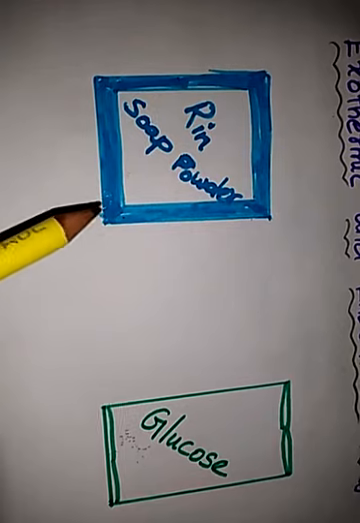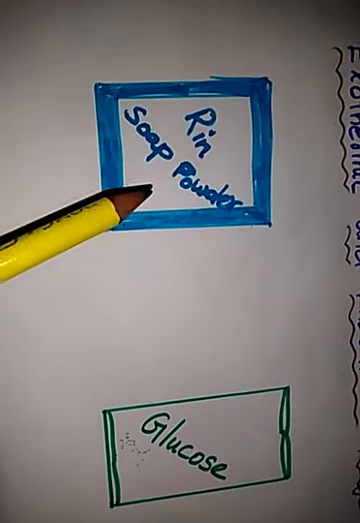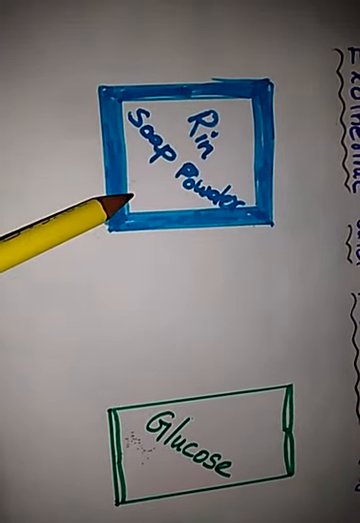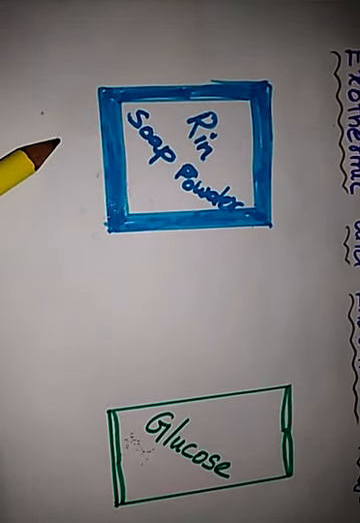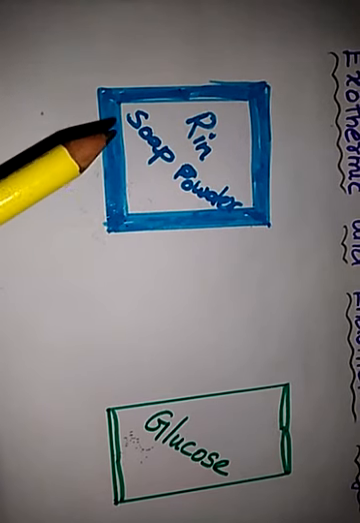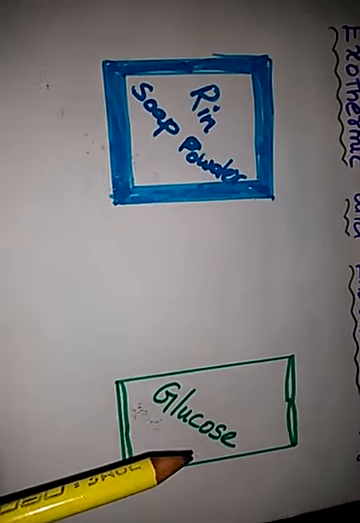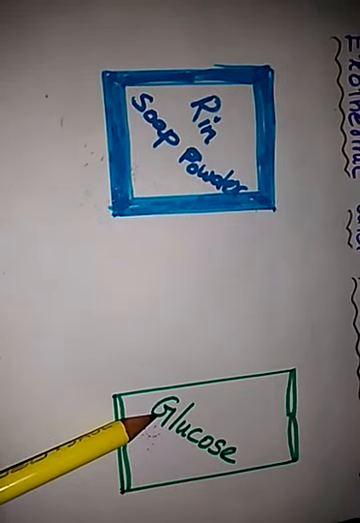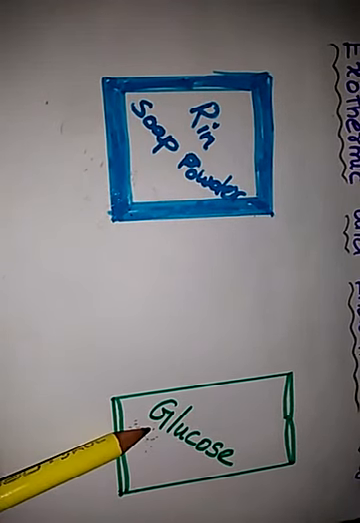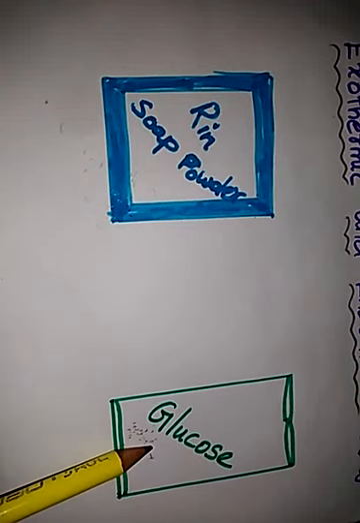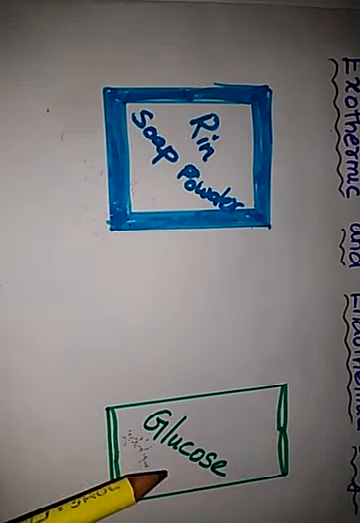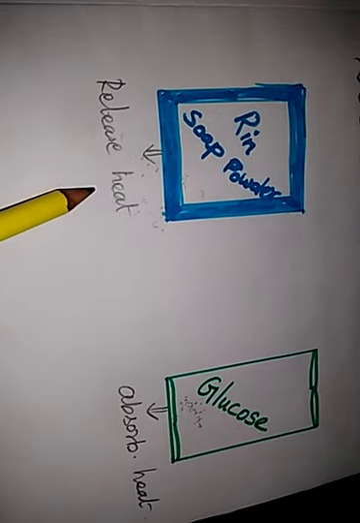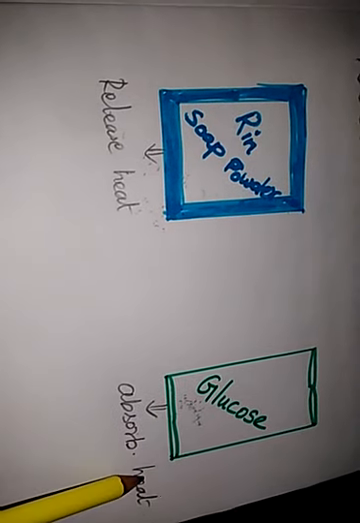Students, changes in which heat is released are known as exothermic changes. But changes in which heat is absorbed are known as endothermic changes. So students, soap powder releases heat, glucose absorbs heat.